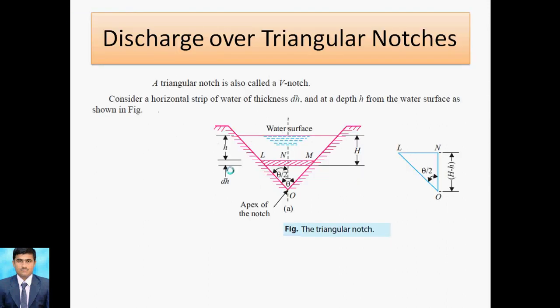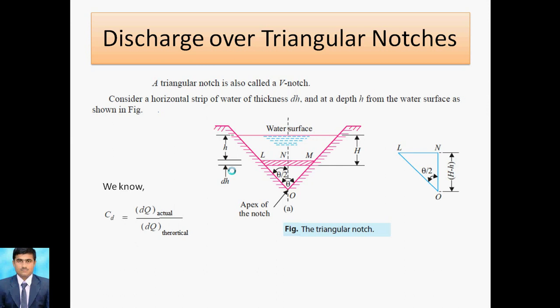Now similarly we go for the discharge over a triangular notch. If you attach a triangular shape to this metallic plate, then we can call it a triangular notch. The same terms are there, but the only difference is the cross-sectional area, because here the shape is a triangle, so it is called a triangular notch, or we can also call it a V notch.